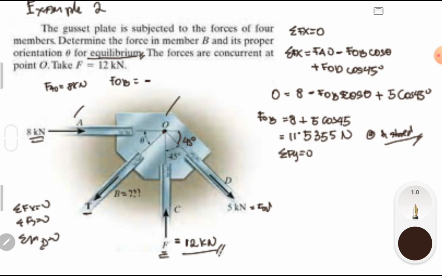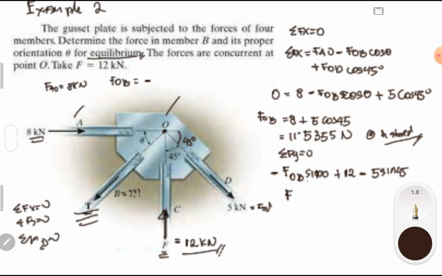So therefore, I will have my FOB sine theta, this member going down there, so negative, plus our F, because going up there, we will be positive, 12 kilonewton, less this member, it is going down, so negative, less 5 sine 45. Okay? But what is our FOB?